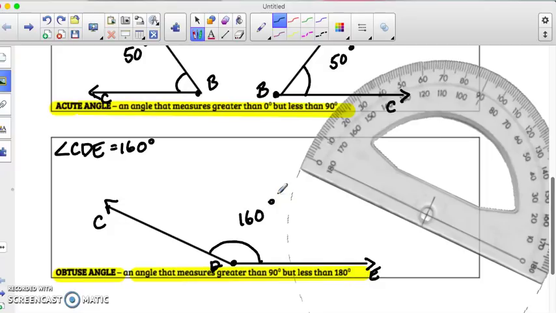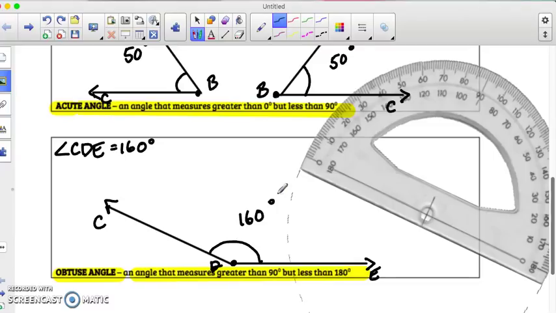Just always think, if you get confused about which numbers to look at on your protractor, ask yourself, am I drawing an acute angle or am I drawing an obtuse angle? Okay, you know it's acute if you're looking at the numbers between 0 and 90. You know you're looking at an obtuse angle if you're looking at the numbers between 90 and 180 degrees.